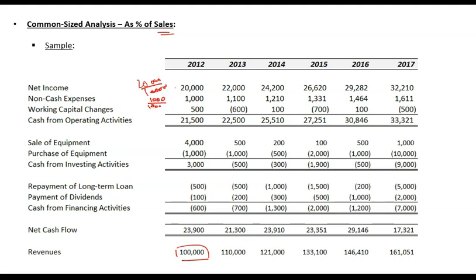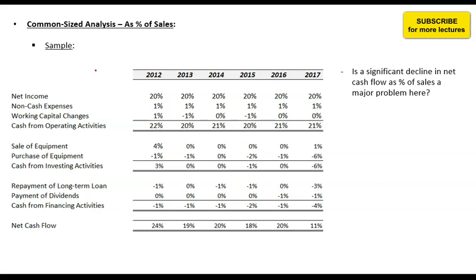If I calculate each line item as a percentage of revenues, for example 20,000 divided by 100,000, then 1,000 divided by 100,000 and so on, that will become your common size cash flow statement with respect to percentage of sales. So if I calculate all of these line items as a percentage of sales, you will see a cash flow statement like this. Again, the key analysis would be that your net cash flow should be broadly in line with the sales. That is, if your sales are going up, net cash flow should also increase, and if your sales are going down, net cash flow should also decrease.